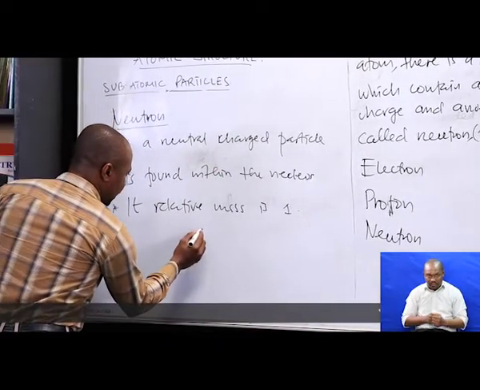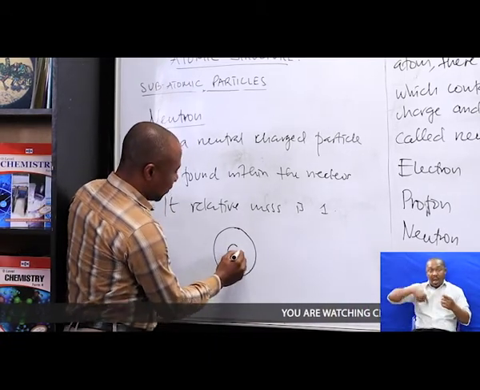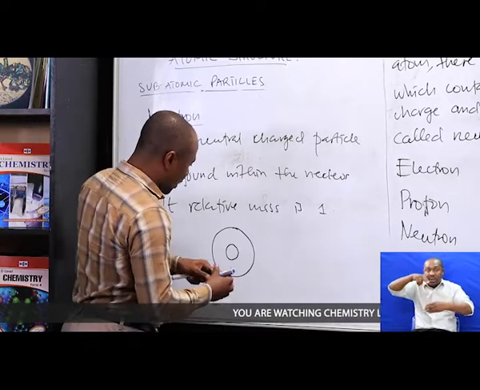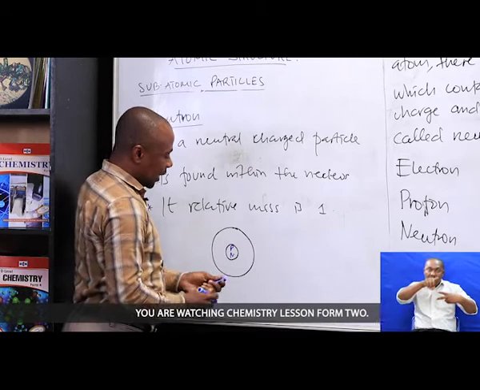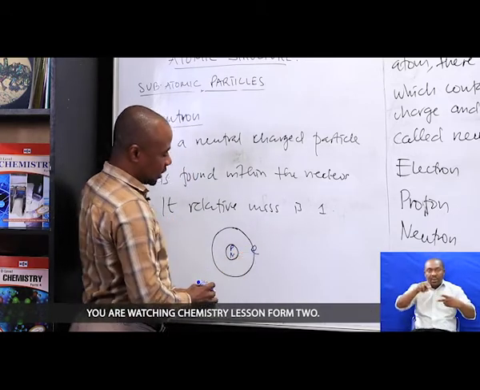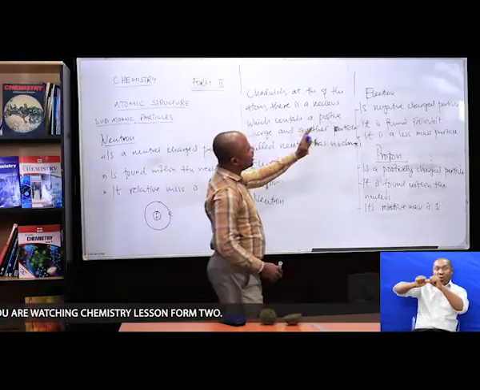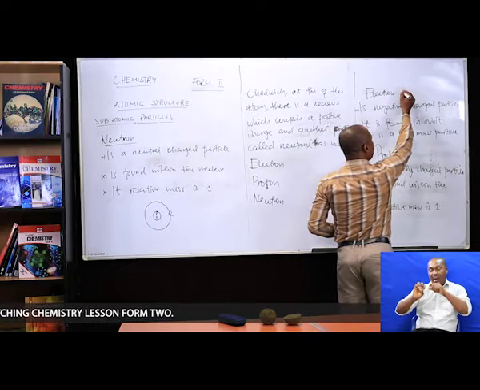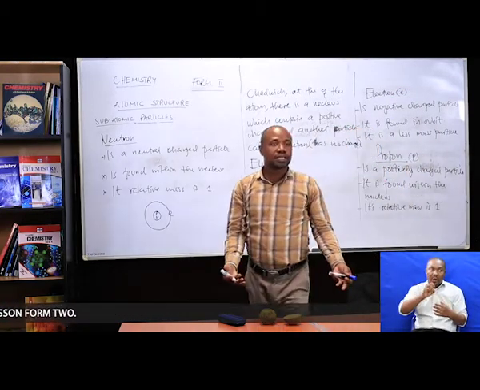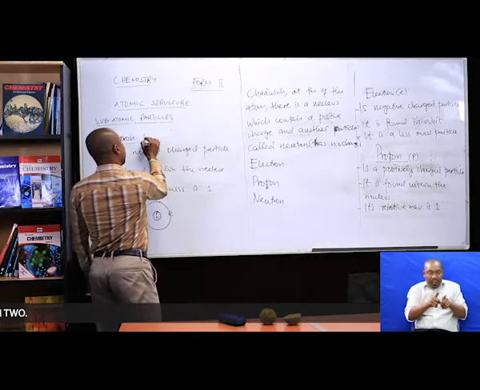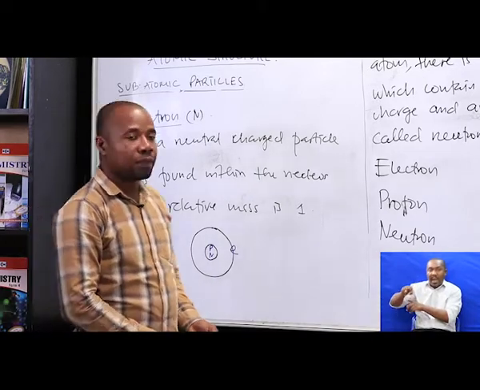If this is our atom, this is the nucleus. In the nucleus there is a proton and a neutron. And in the orbit there is the electron. Electron is denoted by E. Proton is denoted by P. And neutron is denoted by N.